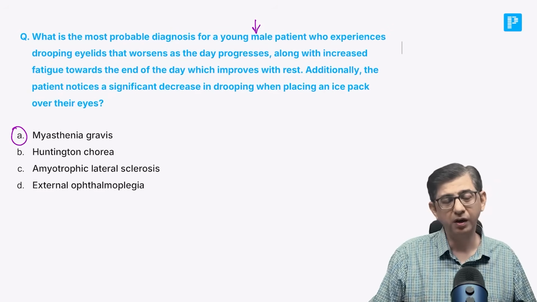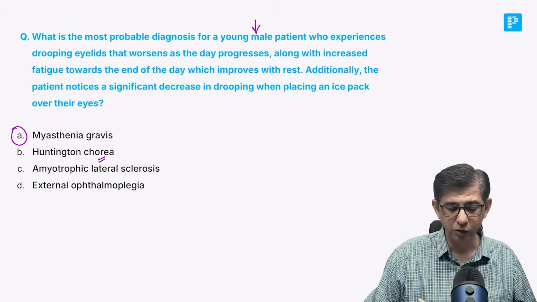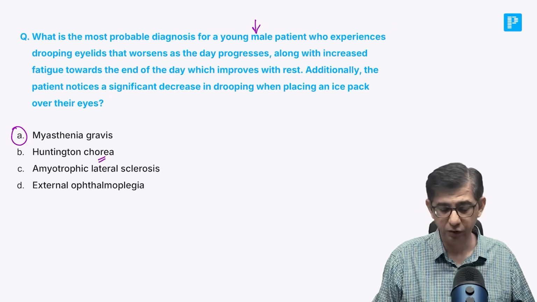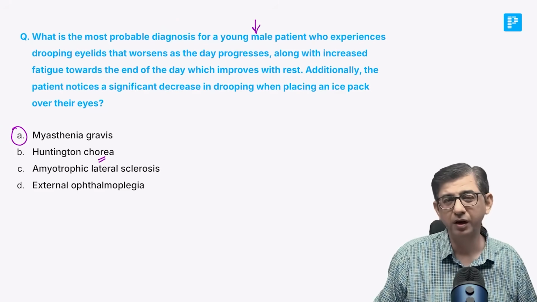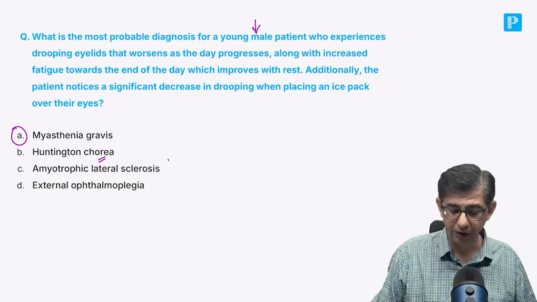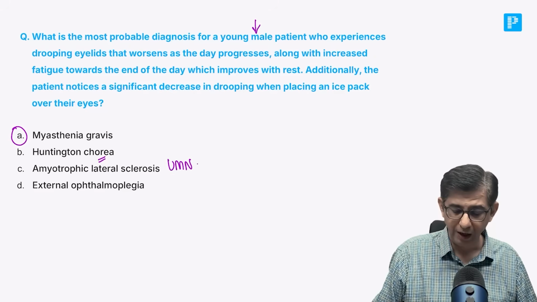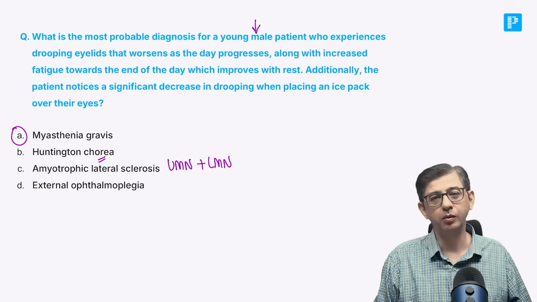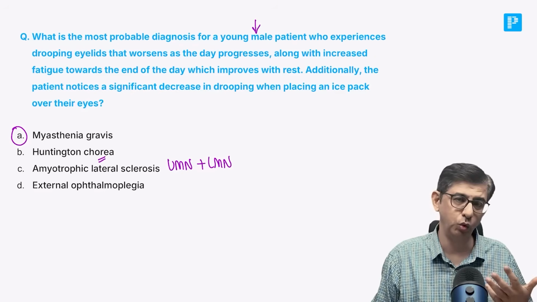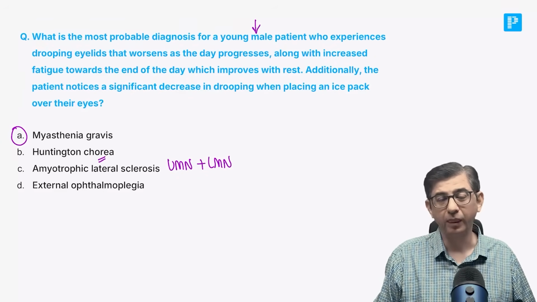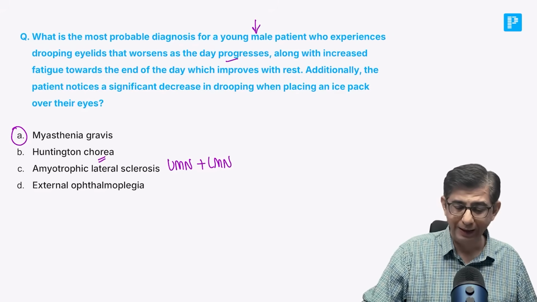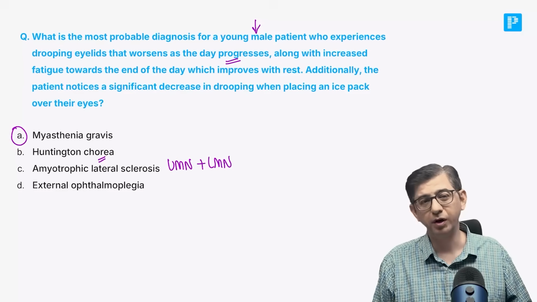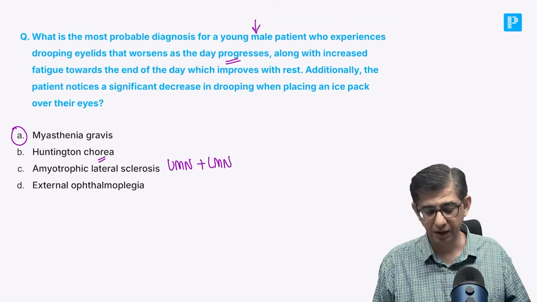Huntington's chorea will be having chorea. It will also be having dementia, which would be early onset. Amyotrophic lateral sclerosis will be having a combination of upper motor neuron as well as lower motor neuron findings, not given in this case. And external ophthalmoplegia, well, that would contribute to ptosis or would also contribute to diplopia. But then the diurnal variation that is given in this question, day progresses, that's how he's described it, will change the entire game, and the answer is A.